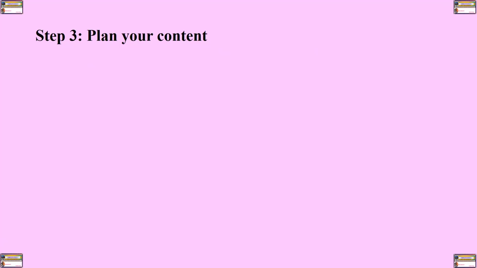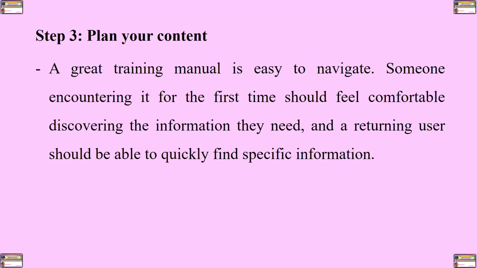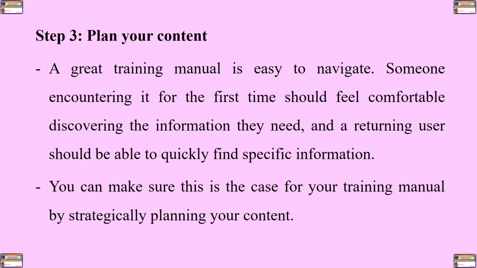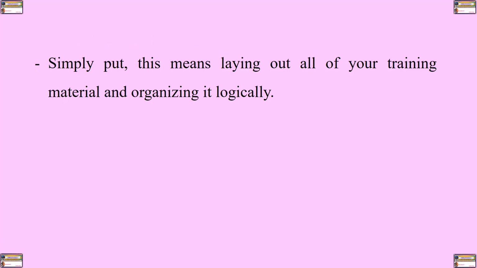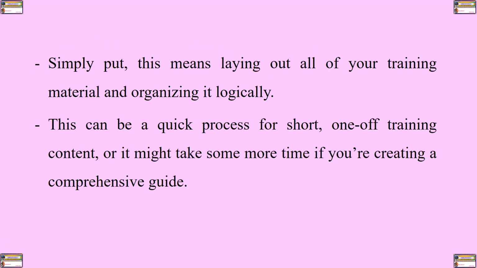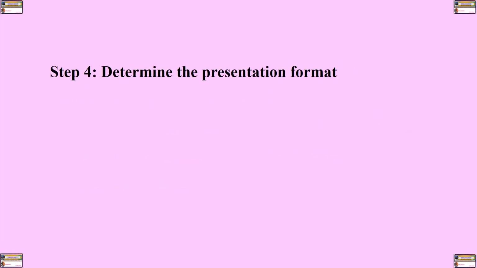Step number 3 is to plan your content. A great training manual is easy to navigate. Someone encountering it for the first time should feel comfortable discovering the information they need, and a returning user should be able to quickly find specific information. You can make sure this is the case for your training manual by strategically planning your content. Simply put, this means laying out all of your training material and organizing it logically. This can be a quick process for short, one-off training content, but it might take some more time if you are creating a comprehensive guide.